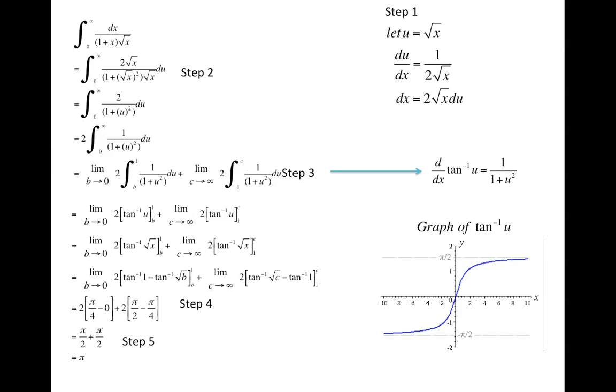For the first step, we let u equal the square root of x, and the differentiation of that will be 1 over 2 square root of x. So dx is equivalent to 2 square root x du. As we substitute this value into step 2, we get 2 square root x over 1 plus, notice that the x has been changed to the square root of x squared, times the square root of x. As the top square root of x and bottom square root of x cancel, we get 2 over 1 plus u squared, because we let u equal the square root of x. And then the next step, we take the 2 out.